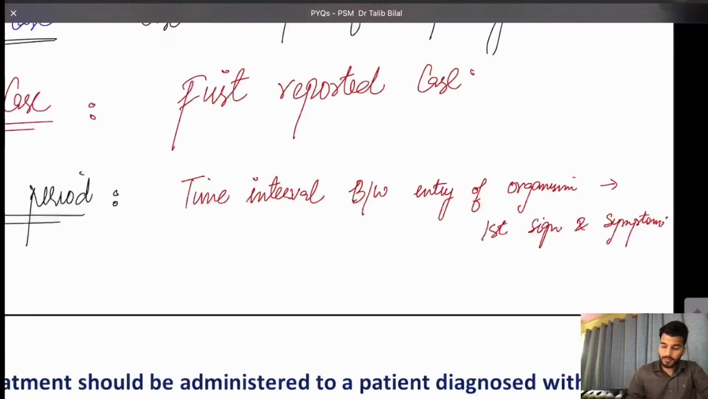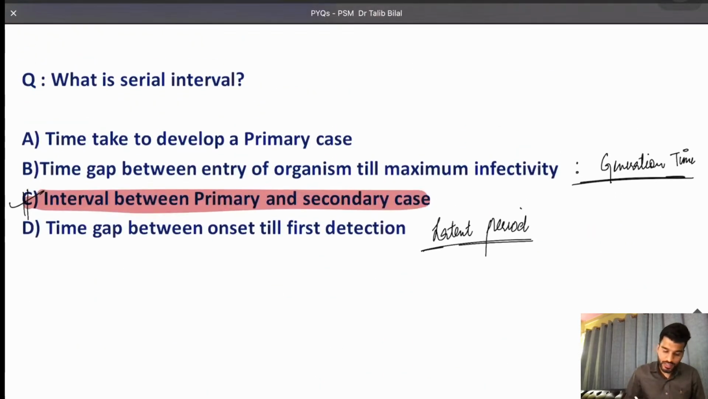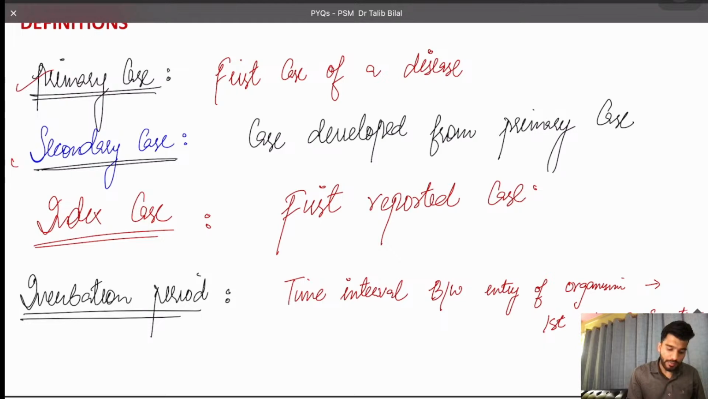Okay. After that, my dear students, remember the entry of an organism till the first antibody detectable, that is called as window period. Remember that as well. What is generation time? The entry of an organism till the maximum infectivity will be the generation time. So remember all these definitions: primary, secondary, index, incubation, generation time, and serial interval.